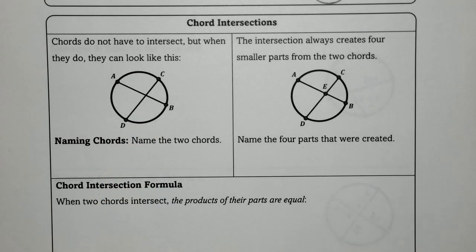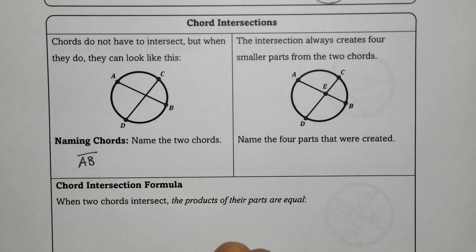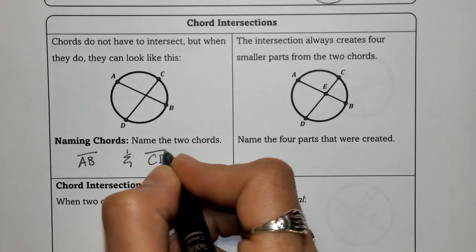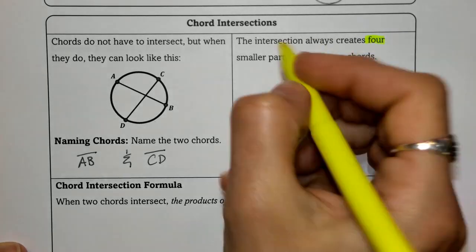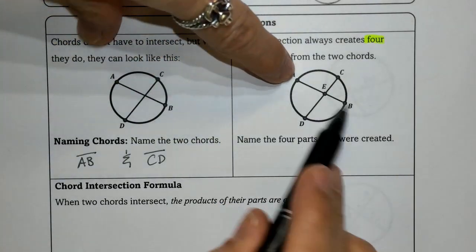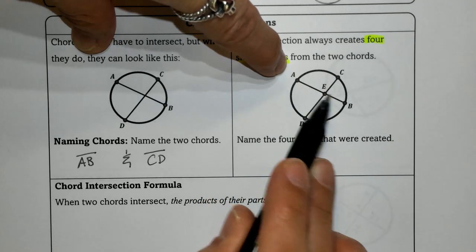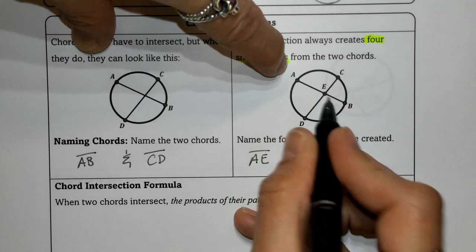So we're going to go ahead and name the 2 chords here. We have segment AB, remember a chord is named as a segment with our segment bar above it, and the other chord, segment CD. What ends up happening when you have these 2 chords intersect, we're going to end up with 4 smaller parts. And I want you to know that word parts, that's where our formula is going to come from. Okay, so we're going to see these 4 different parts, and we're going to go ahead and name these parts. If we start with segment AB, we're going to see that segment AB has been split into segment AE and segment EB. So that is going to be 2 of the parts, AE and then EB.